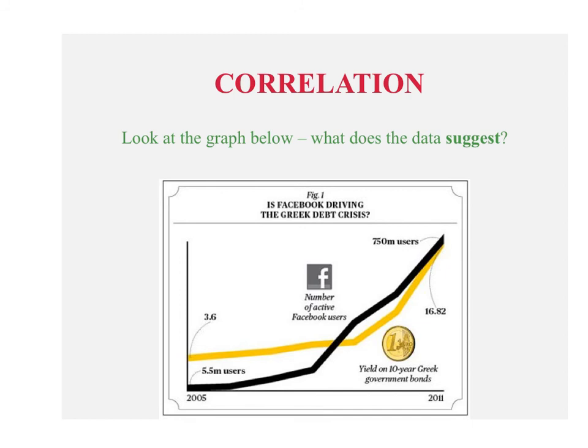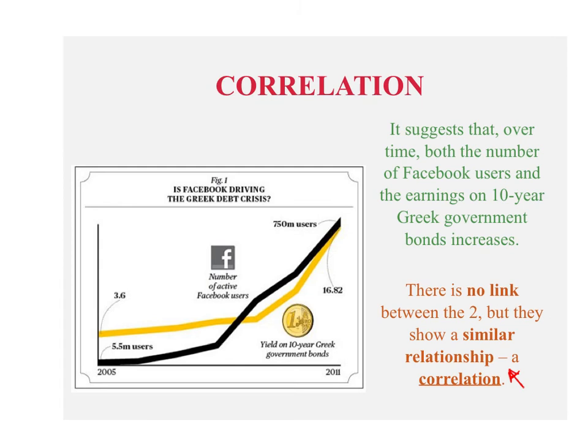So what does the data suggest is happening? We've got a number of active Facebook users in black and the yield on 10-year Greek government bonds in yellow. So the data actually suggests that over time, both the number of Facebook users and earnings on the Greek government bonds is increasing. So they're both going up at a similar rate for the last few years. There is no link between the two.